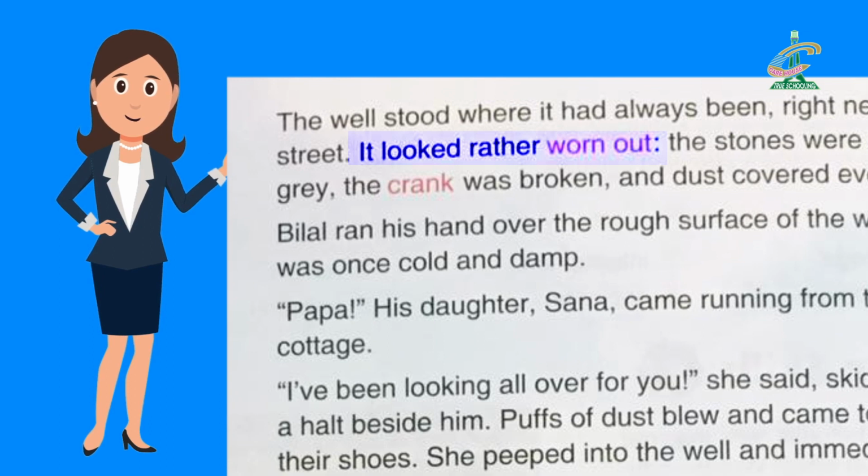It looked rather worn out. Worn out means used until useless. Something that is used so much that a time comes and it becomes useless. Clear? And it also means something in a bad condition. So the well looked rather in a bad condition.